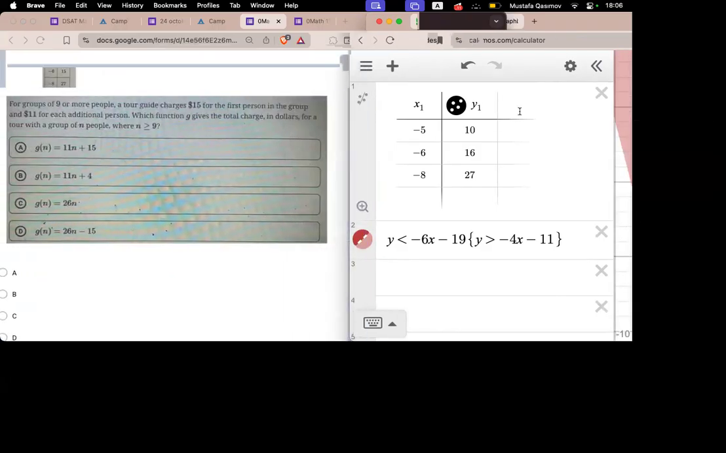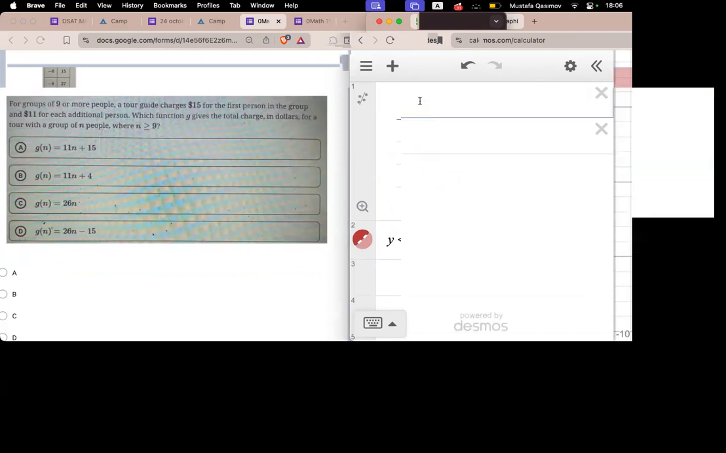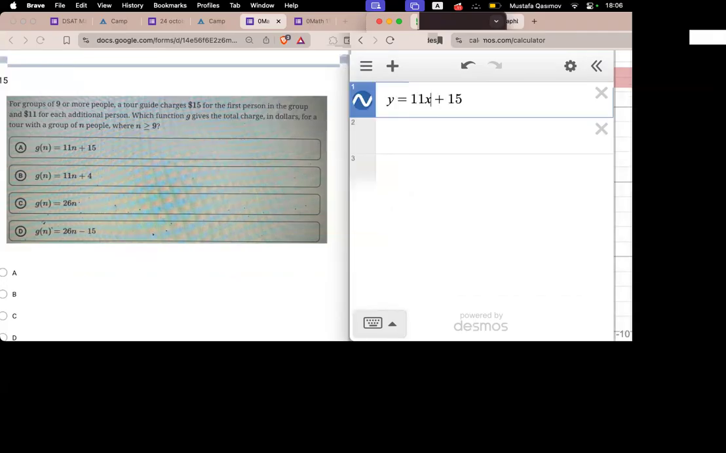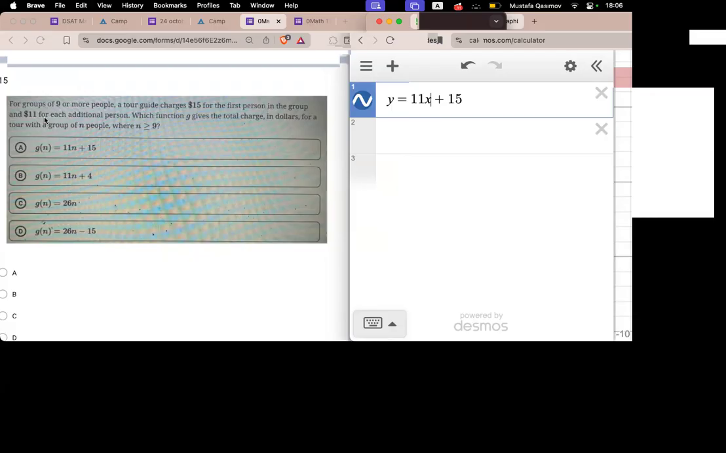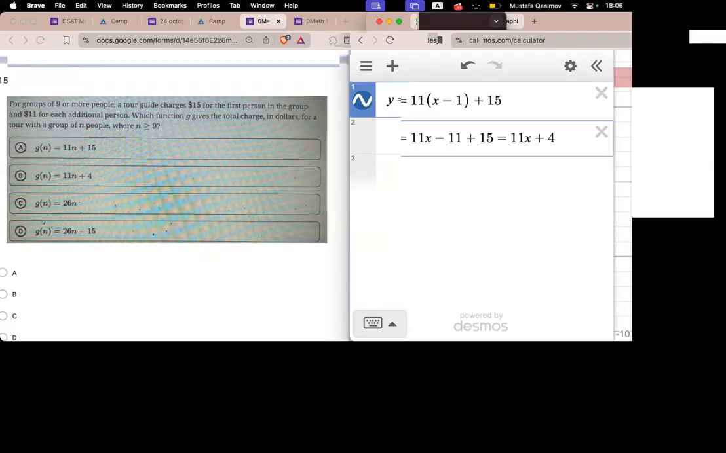15. For 15, say $15 for first person, that 11 for additional. It means that 11 is slope plus 15. But because it's a first person and it is remaining person, it will be -1, like that. Then you will get y is equal to 11x. It is equal to 11x plus 4. Answer is B.